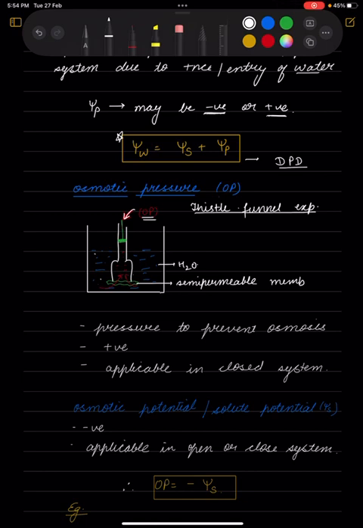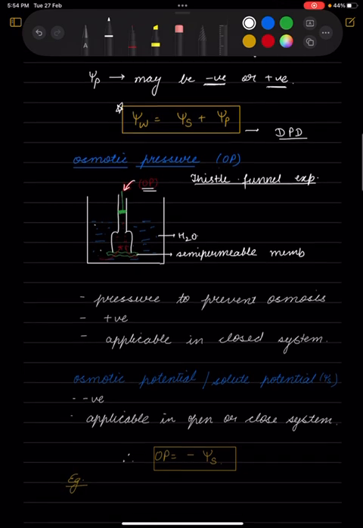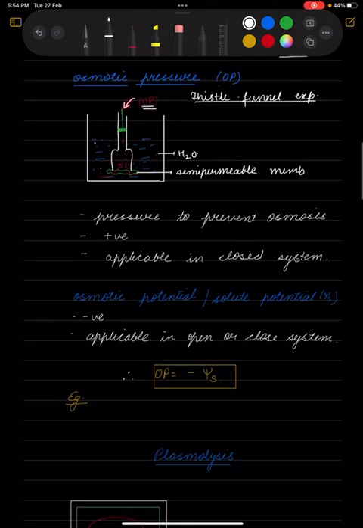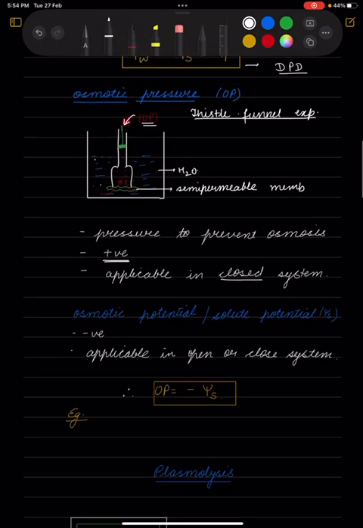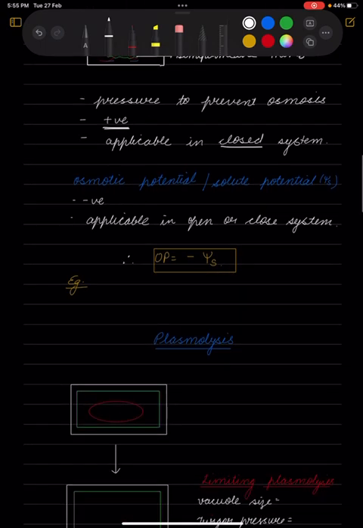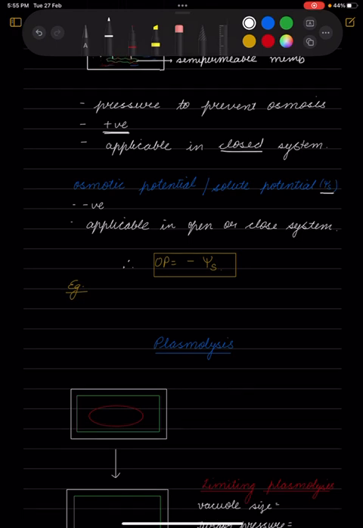This pressure is osmotic pressure. This osmotic pressure is to prevent the osmosis, and it is always positive. We are applying this pressure over the flask, and it is applicable in the closed system. Then there is one more term called osmotic potential, or we can say solute potential. We have already discussed that solute potential is always negative.